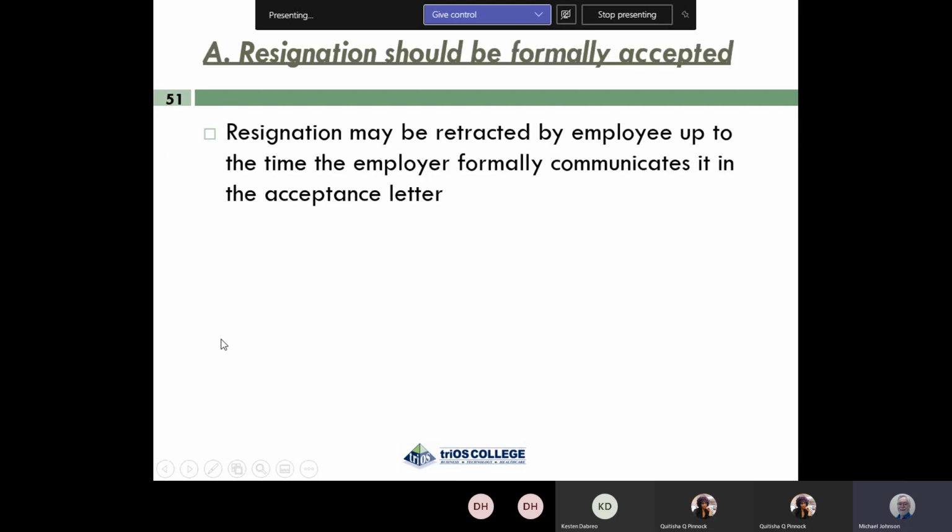Resignations may be retracted by the employee up to the time the employer formally communicates that they have received it. So yes, they may have the letter on their desk. They haven't looked at it yet. They haven't agreed to it yet. So you can still withdraw it. If you were to send it to someone by email, you could always retract that email as long as they don't read it and acknowledge it. Until they acknowledge it, you still have the ability to withdraw it.